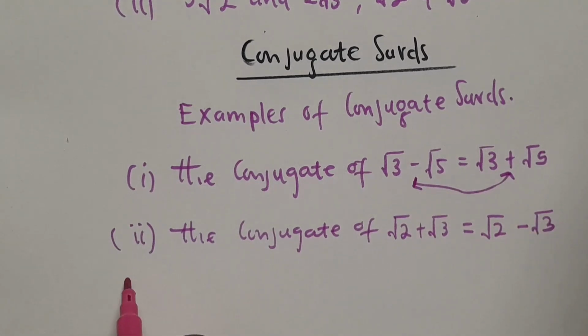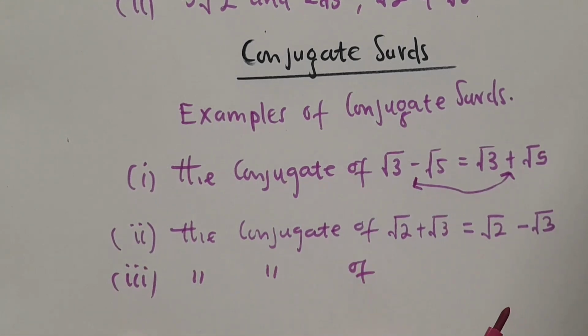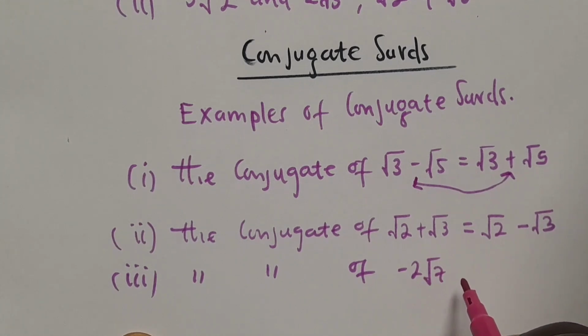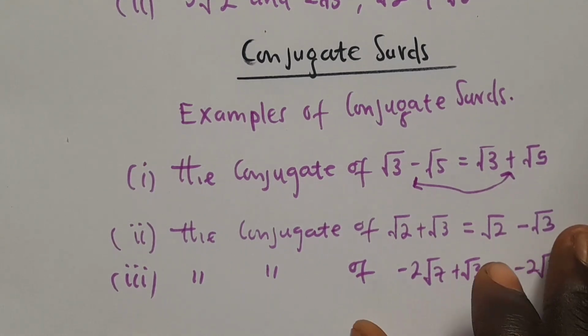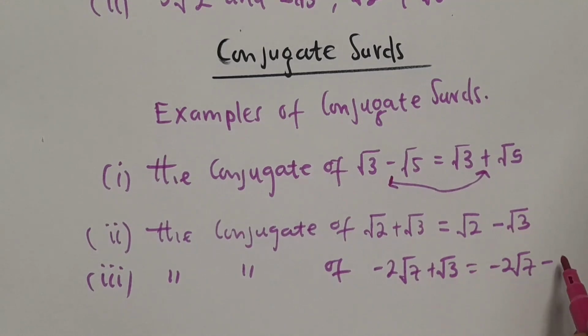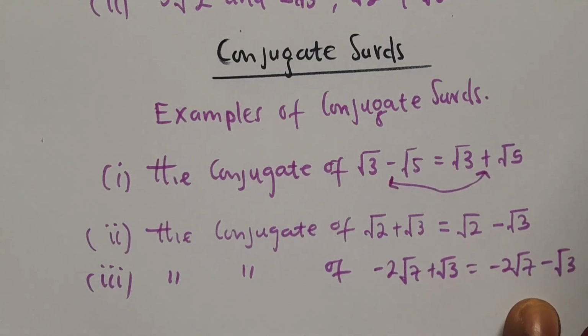So the third one, the conjugate of minus 2 square root of 7 plus square root of 3 will be equal to minus square root of 7. Now change the plus here to be minus, it will be minus square root of 3, and that is the conjugate of this.